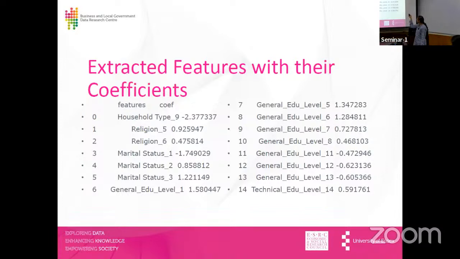And these are the features that are extracted after performing RFE. So broadly, we see one type of household, two religions, all the three marital statuses, some 7 or 8 levels of education, and one type of technical education helps in predicting whether a person would be employed. The chances of a person being employed depend on all these features. And why am I saying the chances of a person being employed and not unemployed?